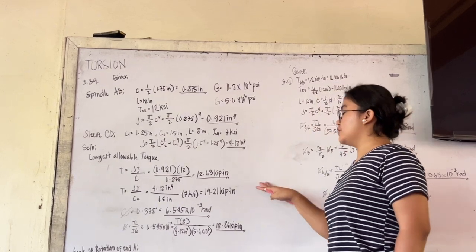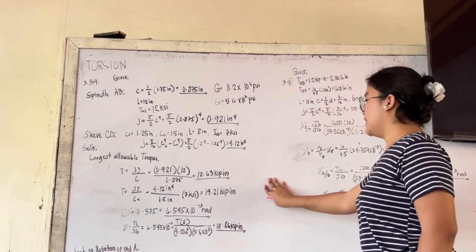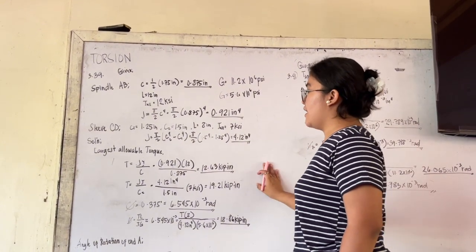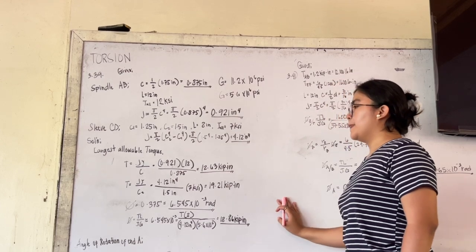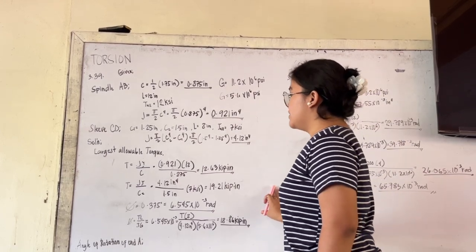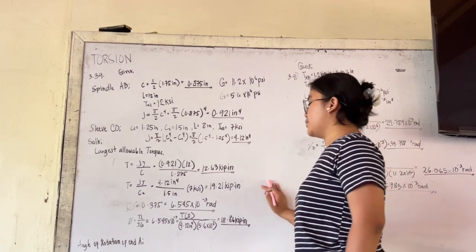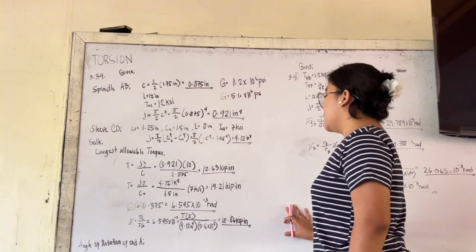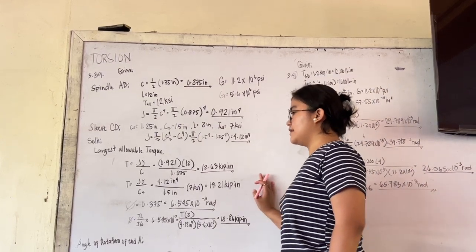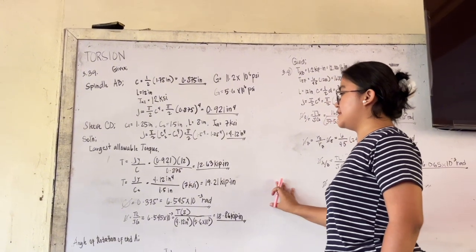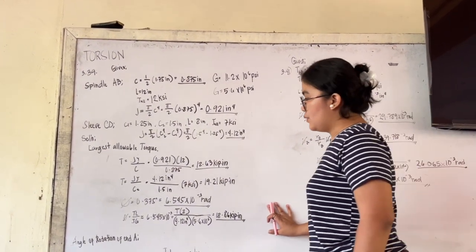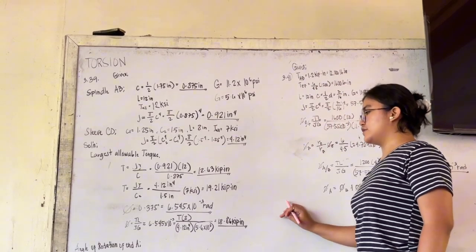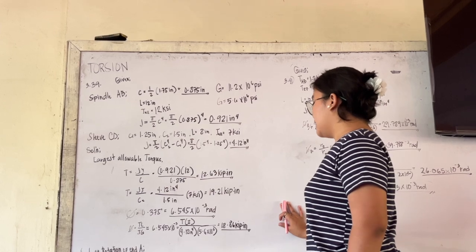The given is 4.12 inches to the power of 4. To solve for the largest allowable form, we have a formula of T equals J times T equal over C. Plugging in the given, we have a result of 12.63 cubic inches. And T is equal to J times T equal over C2. So we plug in the given, and we have a result of 19.21 cubic inches.